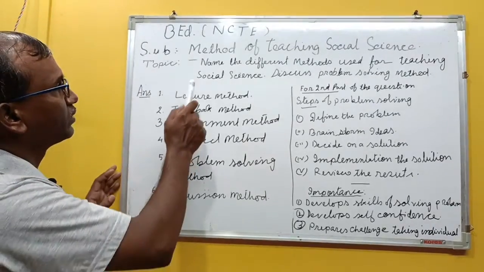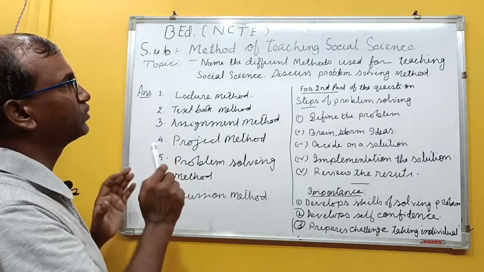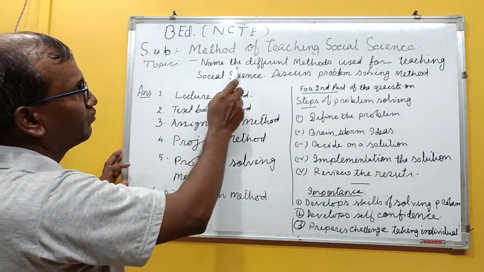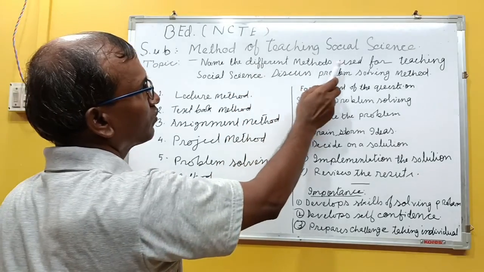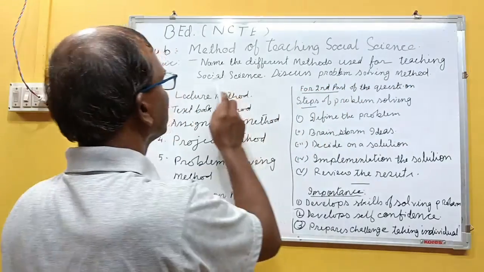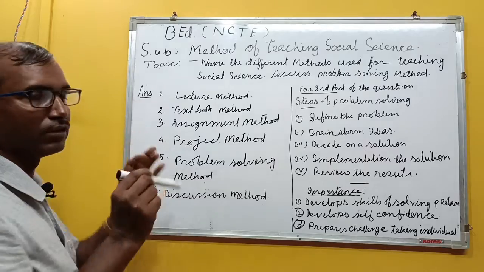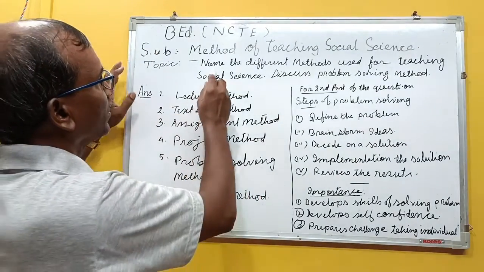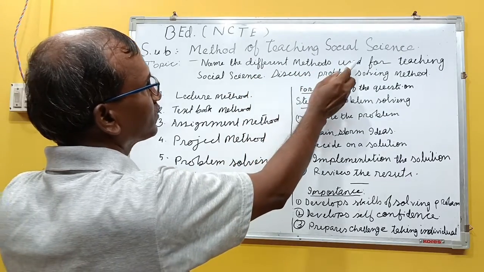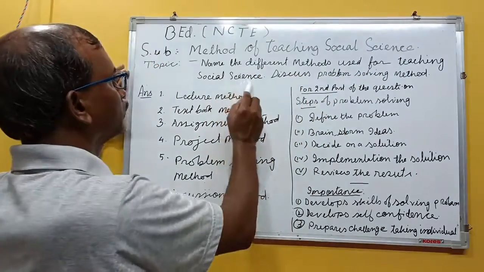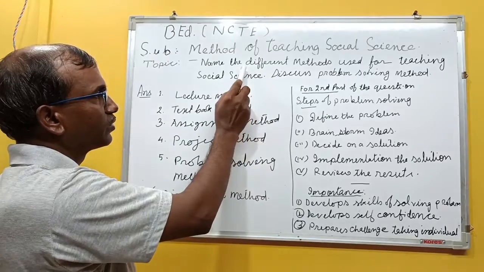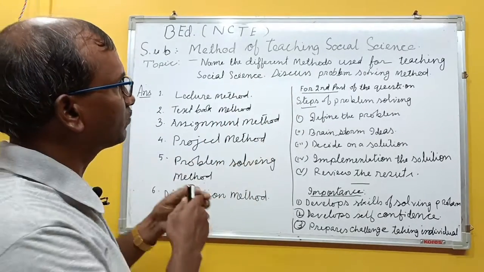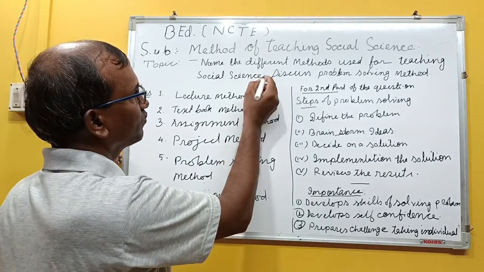The topic is taken in the form of a question. The question is: name the different methods used for teaching social science. Let us see the question once again very clearly. Name the different methods used for teaching social science. So, different methods. Ultimately, what is the first part of the question? Here, there are two parts of the question.